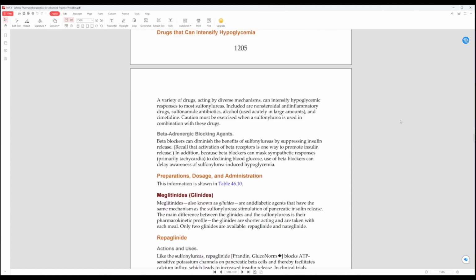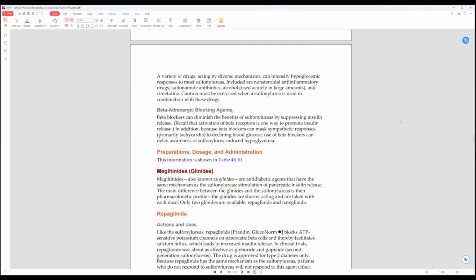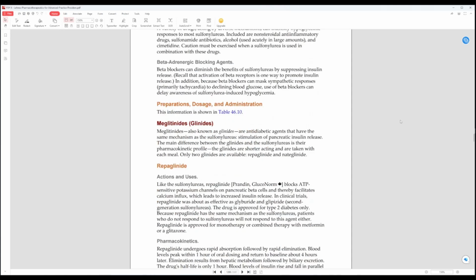Drugs that can intensify hypoglycemia. A variety of drugs acting by diverse mechanisms can intensify hypoglycemic responses to most sulfonylureas, including nonsteroidal anti-inflammatory drugs, sulfonamide antibiotics, alcohol, and cimetidine. Caution must be exercised when sulfonylurea is used in combination with these drugs.